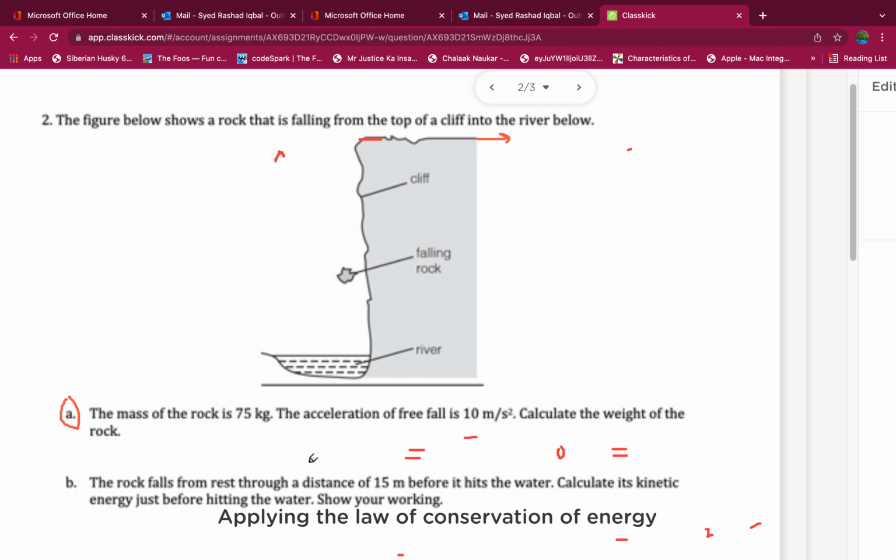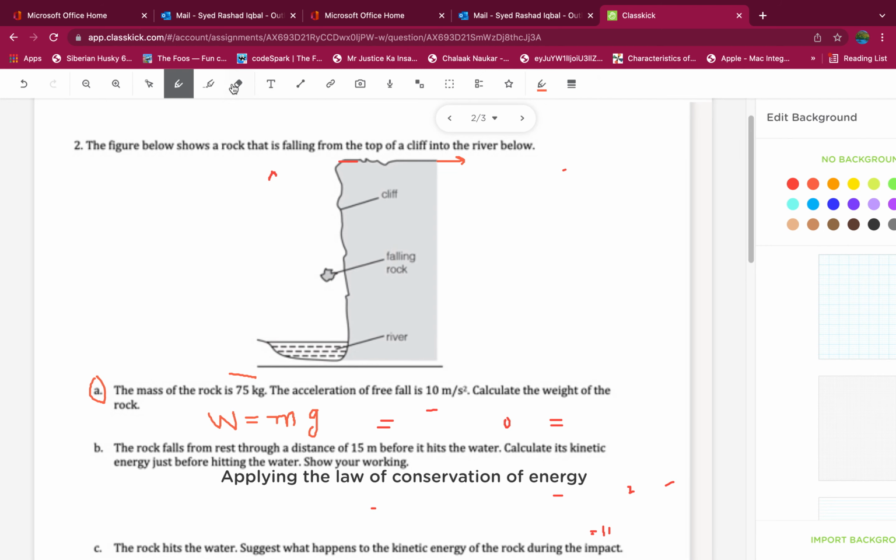Calculate the weight of the rock. Look, mass is given to you. How will you find the weight? Weight is equal to what? M times G. What is M? M means the mass of the object. Okay.